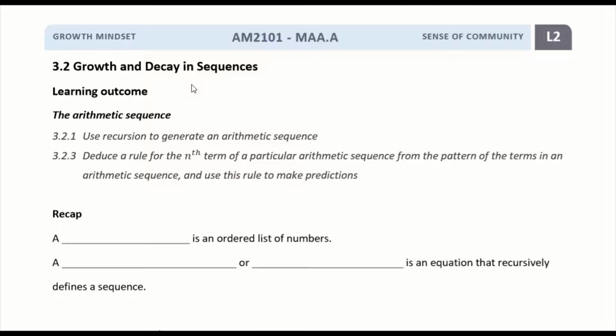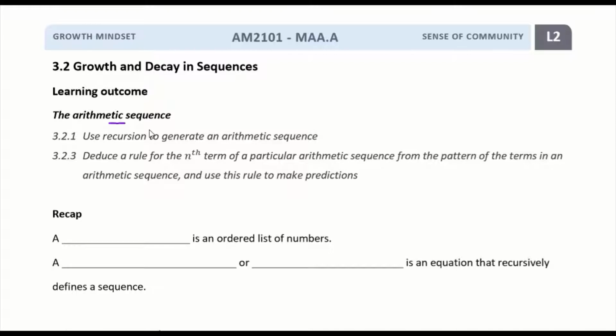Hi everyone, welcome to the second lesson for topic 3.2, Growth and Decay in Sequences. For this lesson, we are going to look at the first type of special sequence that we have, which is known as the arithmetic sequence. If you took XPM mathematics before, then you should be quite familiar with this term already.